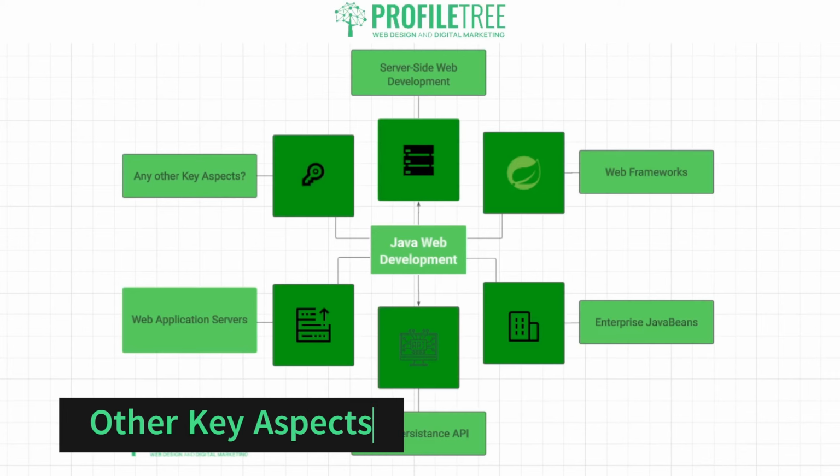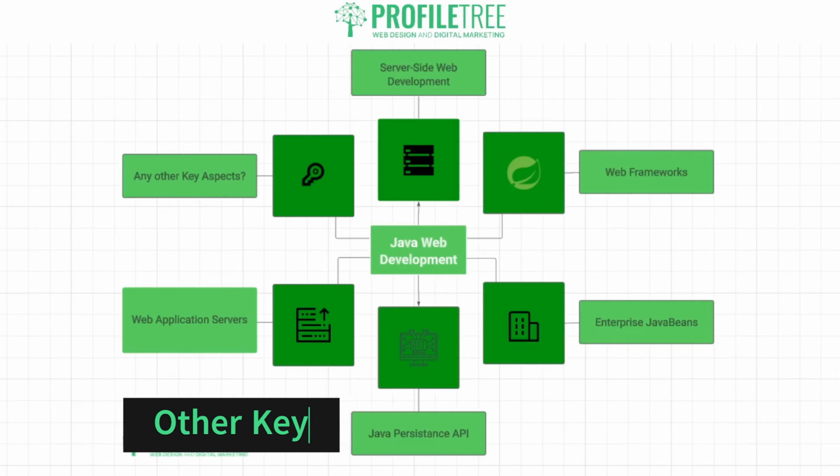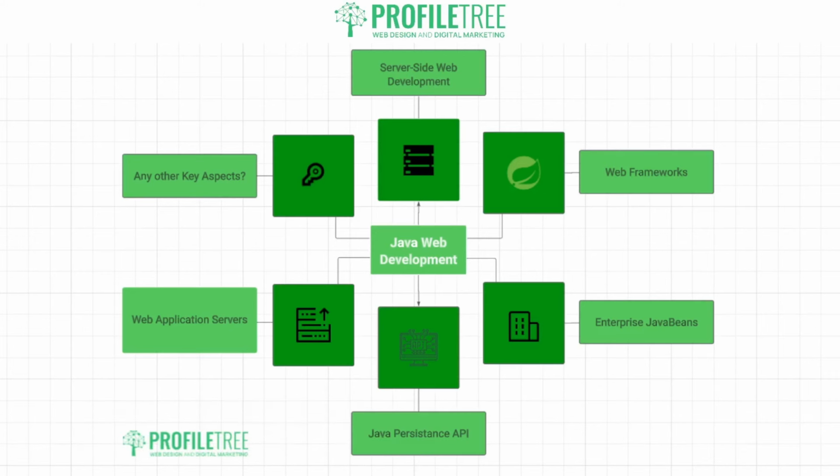Now apart from what we've discussed in Java web development, what other key aspects are there to it? So you've also got your client-side development. Although JavaScript is primarily a language for client-side development, Java can be used through technologies like Java applets, which is less common now unfortunately, or by integrating Java libraries with front-end frameworks like Angular, React, or Vue.js.